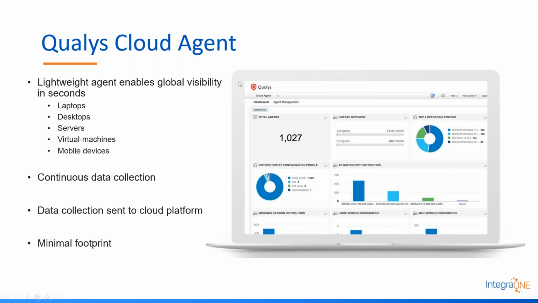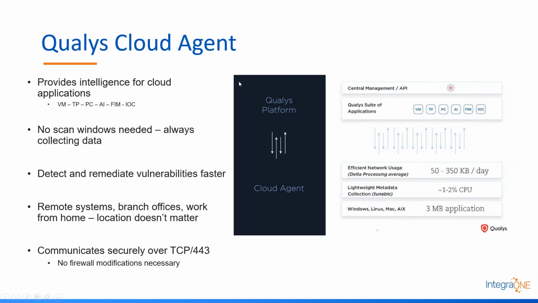Very minimal footprint. And when I say minimal, off to the side here, we're utilizing about 50 to 350 kilobytes per day of network traffic. It's about 1 to 2% CPU cycles at any given moment, and about 3 megabytes of memory. Very lightweight, and again, it provides intelligence for the cloud application.